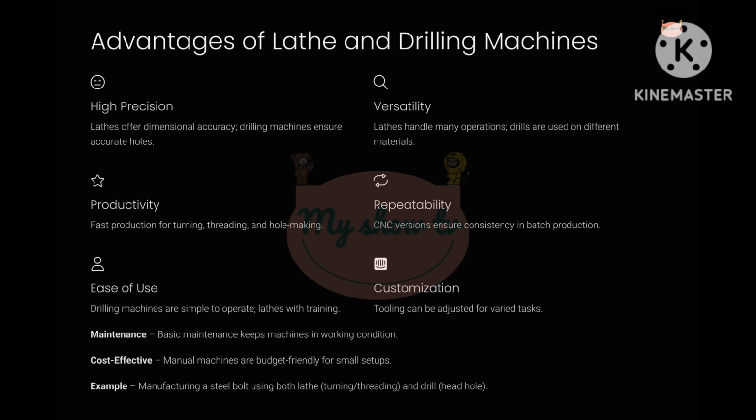5. Ease of use. Manual drills are very simple. Lathes require basic training but are still learner-friendly. 6. Customization. Cutting tools and fixtures can be changed for different applications. 7. Maintenance. Regular lubrication and alignment checks keep them in good shape. 8. Cost-effective. Manual versions of both machines are budget-friendly for small workshops or educational use. 9. Example, in making a steel bolt, the shank is turned on a lathe and the hole for a pin is drilled on a drilling machine. Together, these machines are the backbone of any mechanical production workshop.